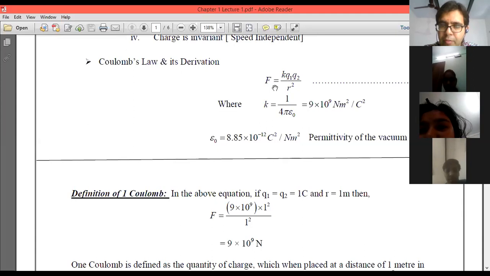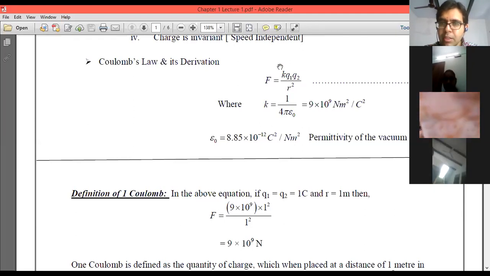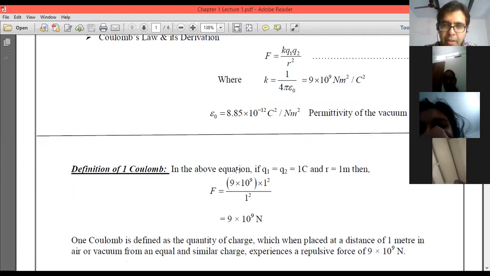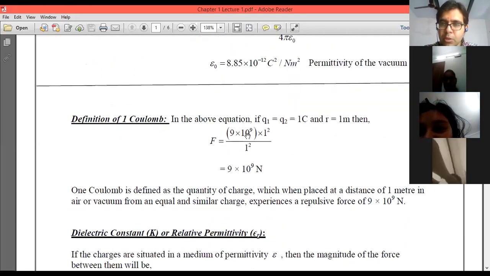Using this formula, we can define 1 coulomb. If I place Q1 equal to 1 coulomb and Q2 equal to 1 coulomb, then the formula for force F becomes K multiplied by 1 × 1 / 1². The value of K is 9 × 10^9. So we get F = 9 × 10^9 × 1² / 1². The value of F comes out to be 9 × 10^9 newton.